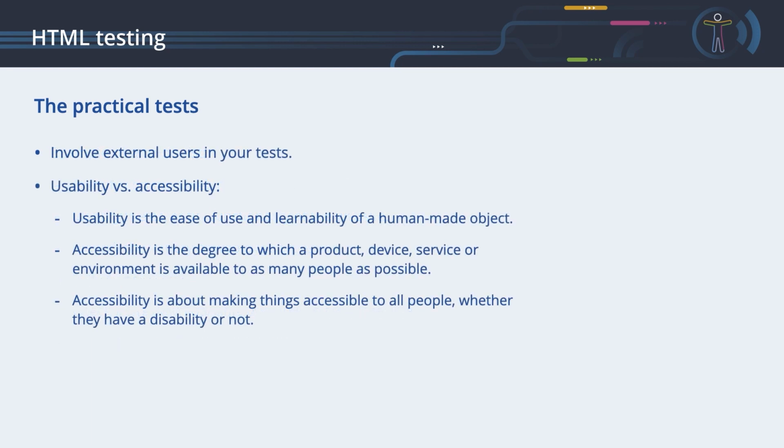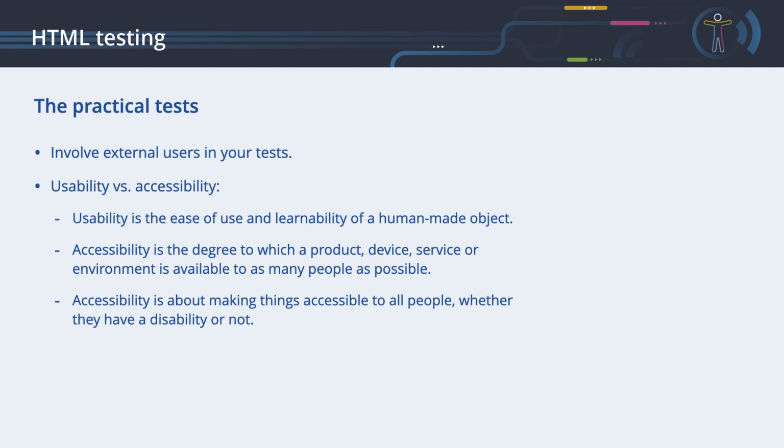Some of the questions cannot be answered by the developers. The person who designed the architecture of the website cannot judge if it is easy to use. It is therefore important to involve external users in your tests. When testing, it is often not easy to judge where usability ends and accessibility starts.